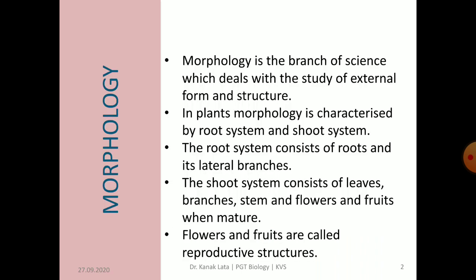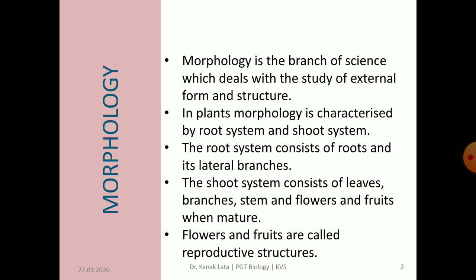First of all, we will make it clear about the word morphology. Morphology is a branch of science that deals with the study of external forms and structure of any living organism, either it is plant or it is animal. In case of plant, external structures are roots, stem, leaf, branch, flower, fruit. So all they are the morphological structure.